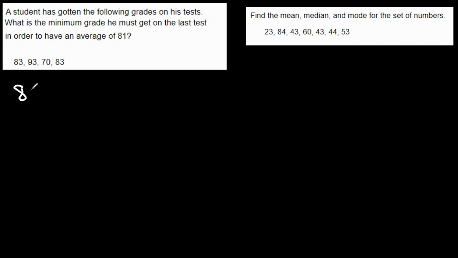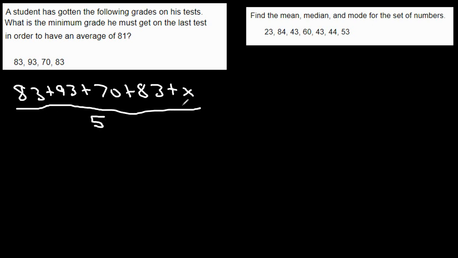So we would just add these up. 83 plus 93 plus 70 plus 83 again, plus X, or any kind of letter you want to put in there. And we're going to divide that by 5. That's how many tests you would have taken. And that needs to be, really as an inequality, greater than or equal to 81.